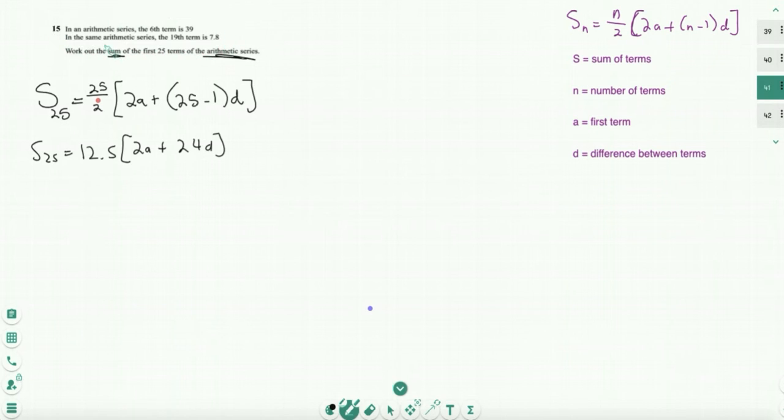So we have a sequence or a series, and it's arithmetic. Remember, guys, an arithmetic series or sequence is a sequence where the jump between each number is the same every time. So let's just draw a little table over here. So n and v. We don't know what the first term is. We don't know what the second term is. Third, fourth, fifth, sixth. We know the 6th term is 39.